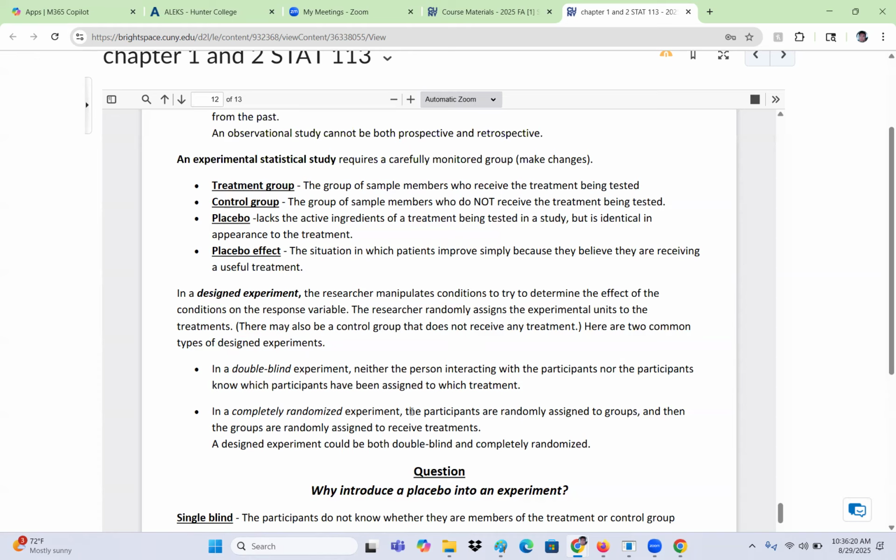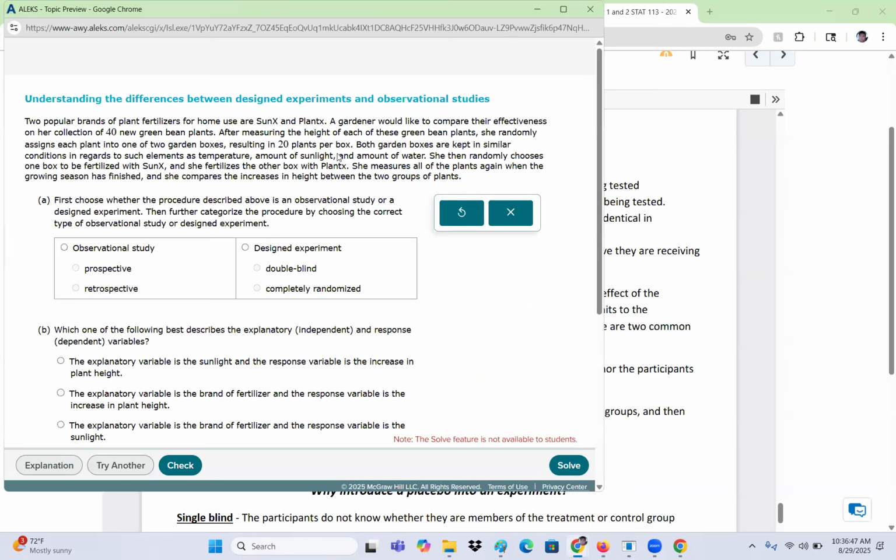A completely randomized experiment is basically where subjects are randomly assigned to groups, and the groups are randomly assigned to receive the treatment. It has to be random, so you cannot say, well, I want that person to receive the treatment but not the others. You have to pick randomly. If there are 20 people, you pick 3 or 4 of them randomly to receive the treatment. So you have to be really careful when you see this question. You have to read it carefully.